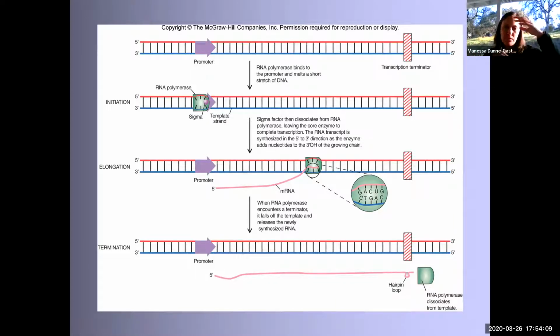The RNA polymerase will dissociate. It will also kick off that mRNA transcript, and there's something called a hairpin loop that's formed here that terminates that whole process.